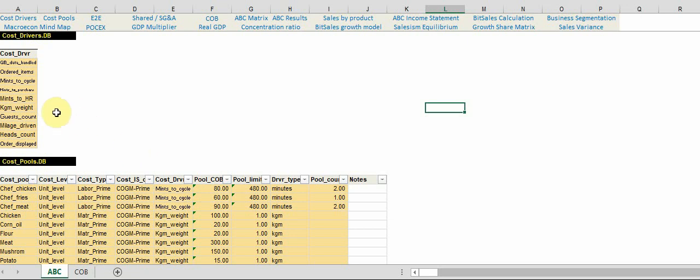In this restaurant example, cost drivers are gigabytes of data handled, ordered items, minutes to cycle, minutes to close a purchasing deal, minutes to serve an employee by HR, kilogram weight, guests attending our restaurant, mileage driven by our delivery, head count of employees, and orders displayed on the screen.